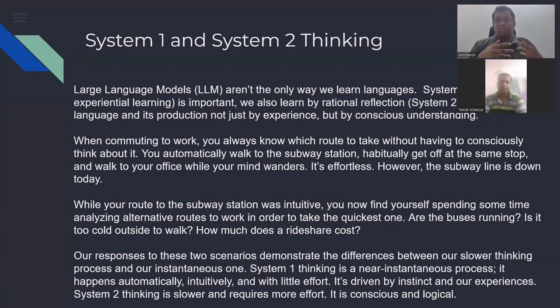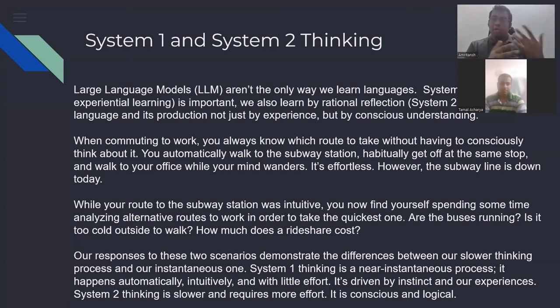And if the subway line is down, then what needs to happen? Then you need to figure it out, and system two, or basically your conscious thinking, comes up. You start thinking about the quickest route, maybe buses, whether it is too cold outside to walk, or too hot, or a rideshare, how much an Uber will cost that day, right? And here, as you can understand, system one is near instantaneous. It is not really engaged. But system two is something that is used many times through conscious understanding.